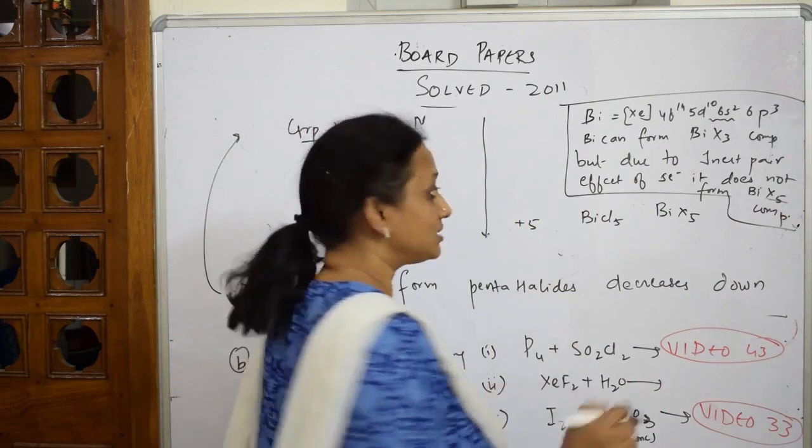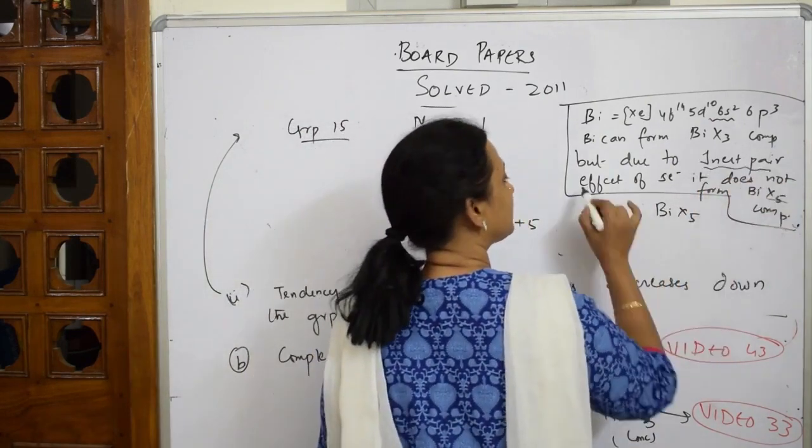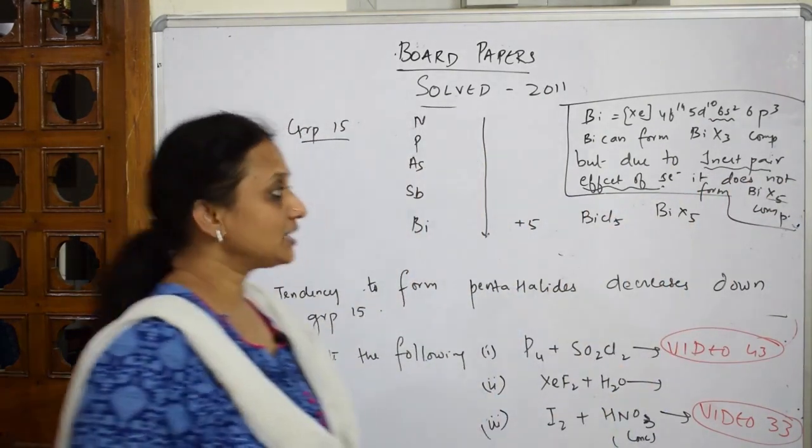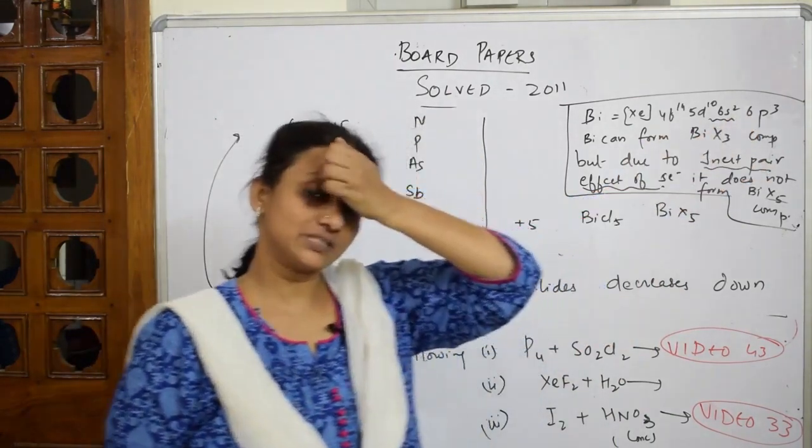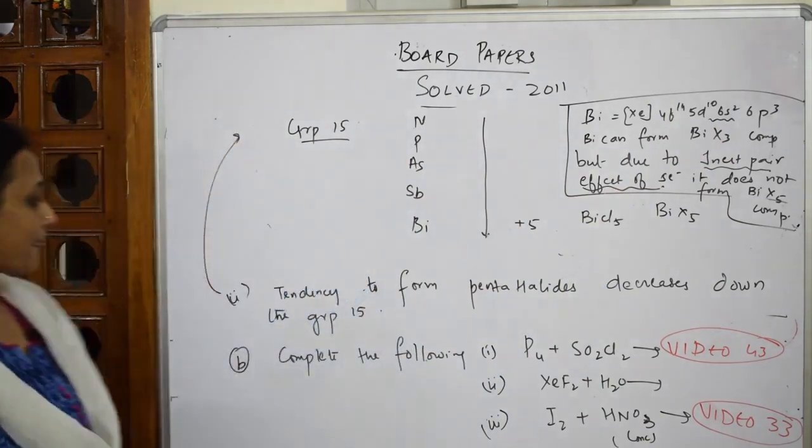This is the keyword, inert pair effect of s electron. That's why, if this is not donated, how can it show +5? See here, 3 + 2 is 5. It can't show, isn't it? So that is the concept. Done. This question is over.